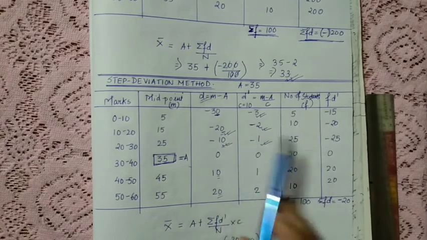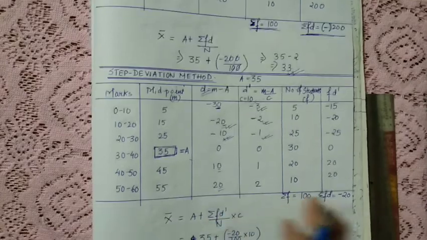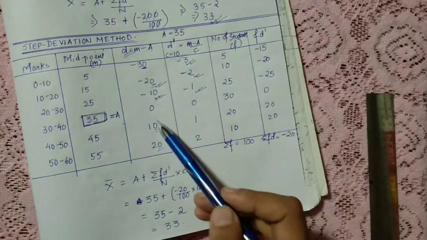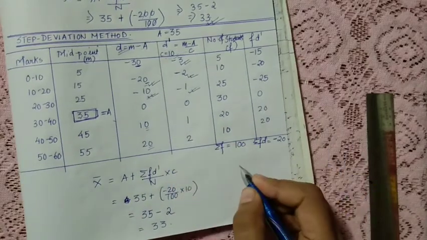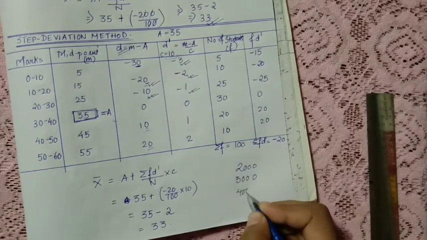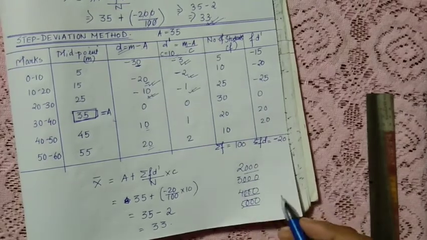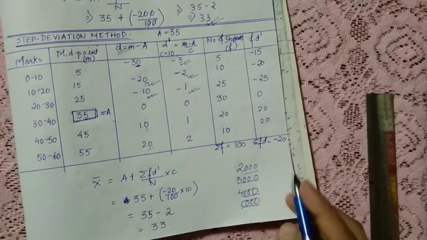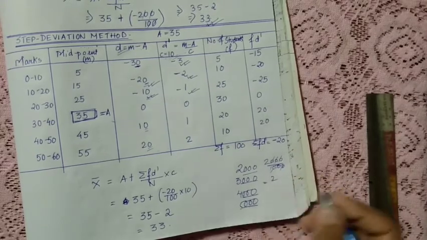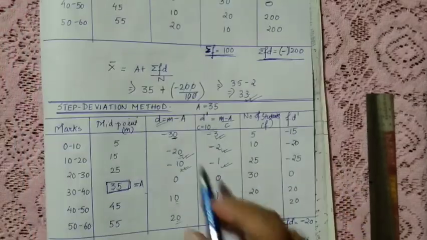Clear? How to find the common factor? I told you in the previous videos, I hope you remember. Let me repeat it once again. The common factor is the value which is common in all the values. Let me give one example: 2000, 3000, 4000, 5000. In all these values, 3 zeros are common, so we can get rid of these 3 zeros only by dividing by 1000. So here the common factor is 1000, but in this case the common factor is 10.